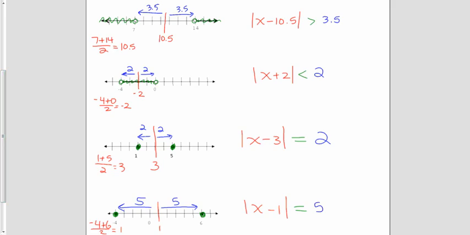Check the bottom 4. On these, we have a greater than, because I had the outsides shaded, which was an "or" greater than, my distance exceeded 3.5. We have a less than, because my distance was within 2 units of the center. And then for the last two, we have equal to's because there was no shading at all. I simply had 2 points on each number line.